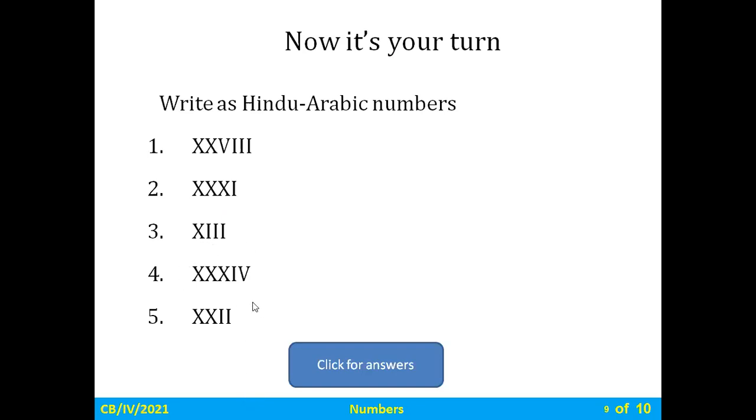Okay, now here is little complicated, but no problem. We have learned it already. 3X, as you know, here also it was 30. Here also it will be 30. Now IV. IV also we have learned. IV means 4. So 34. And the last one, 10 plus 10 plus 2. That gives us 22. Right?